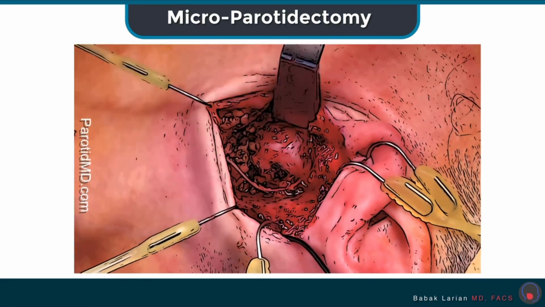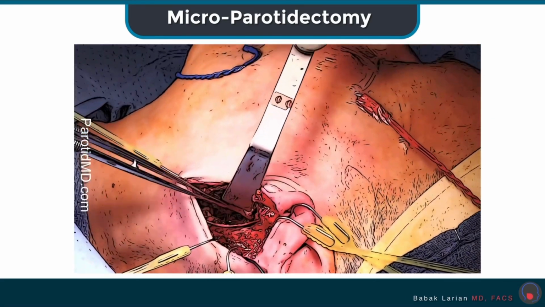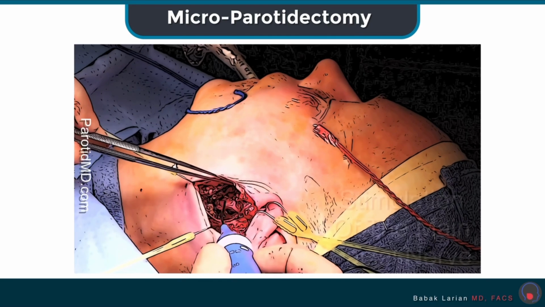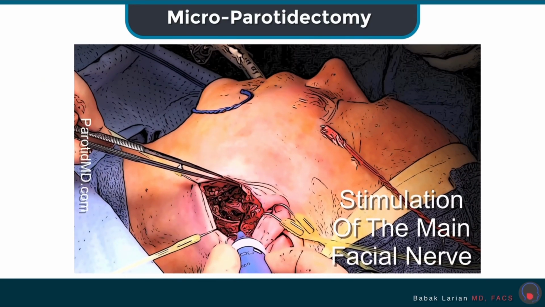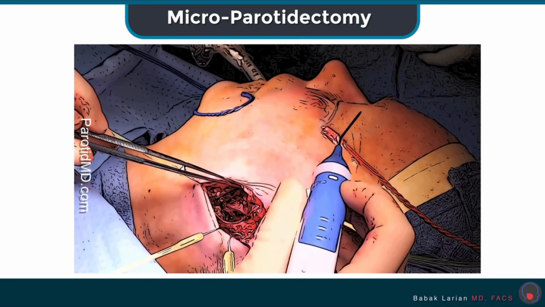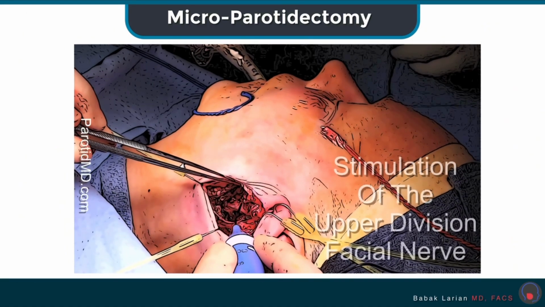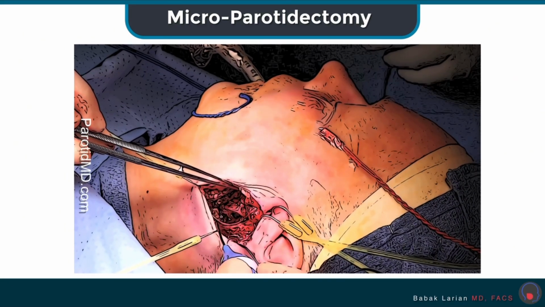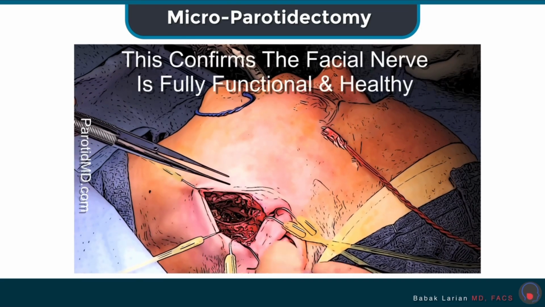And now that the tumor is removed, I have an opportunity to use a nerve stimulator to stimulate the branches and make sure all the branches are working, all the muscles. So I'm going to stimulate the upper division now. You see the upper part moving really well. And then the lower part, and it shows just the lip moving. So all the branches are working.